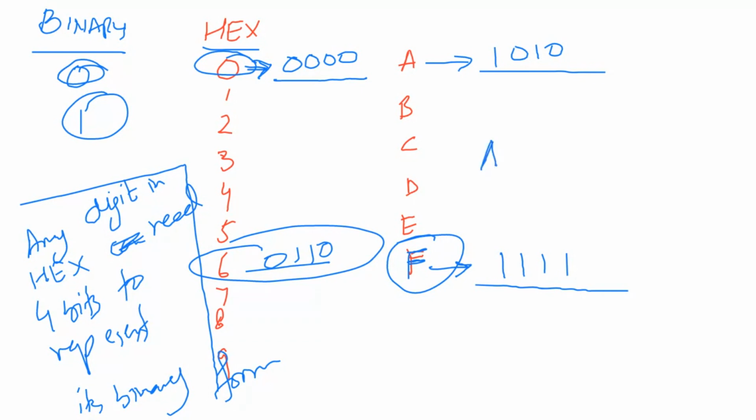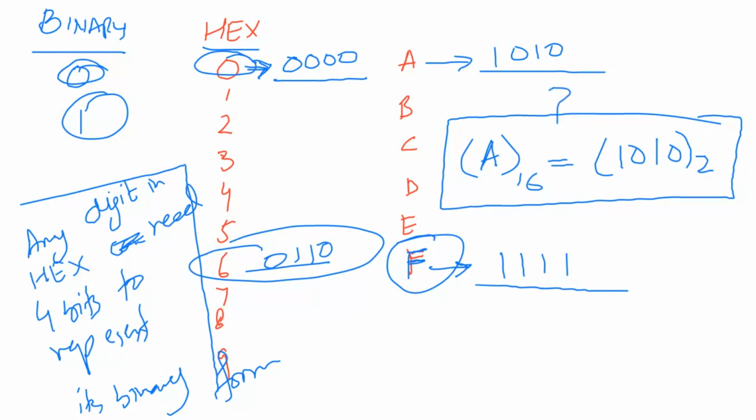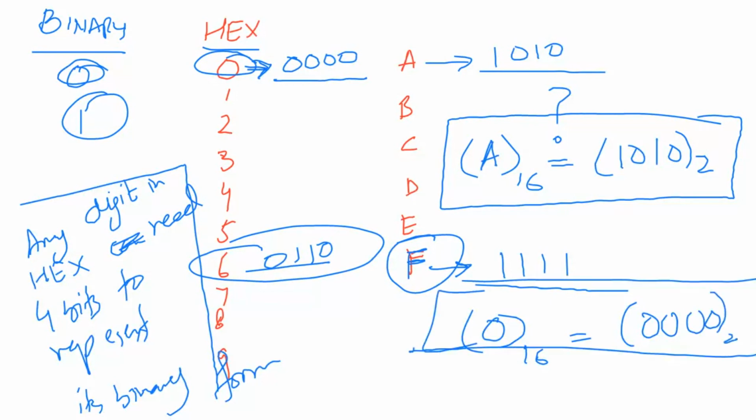So normally it's written like this. A in base 16 is 1010 in base 2. Have you seen anything like this before? Are you all comfortable with this? Similarly, 0 in base 16 is 0000 in base 2. Are you guys all comfortable with this or not? So what is the question?